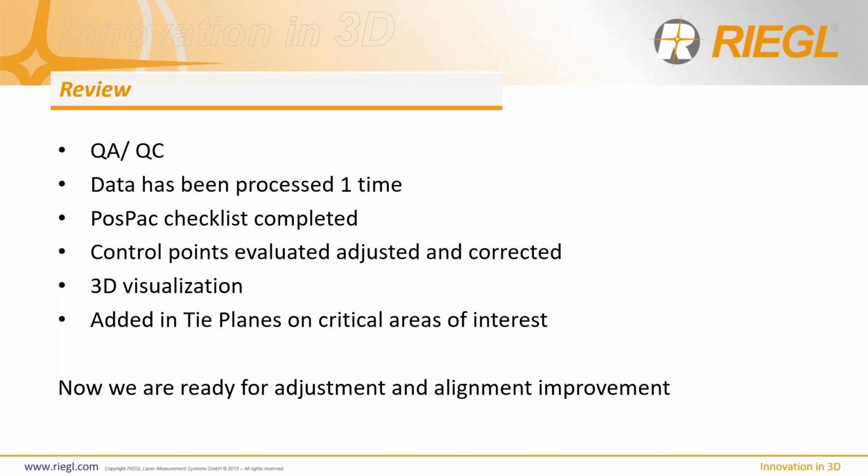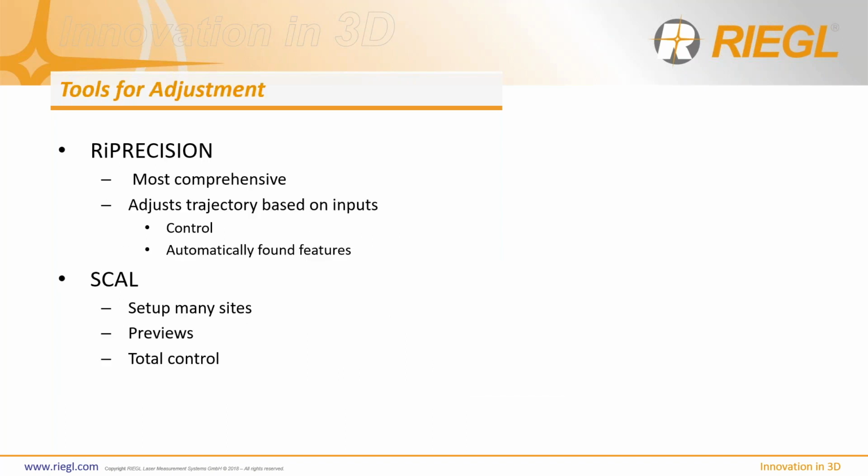All right. So we run RIE Precision. It's our ace in the hole, best tool to use. It's a comprehensive adjustment. It's not focused on one area. It doesn't take a lot of input on your part. You follow the steps and you adjust it, right? And what does it adjust on? It's adjusting it based on your control and the automatically found features.